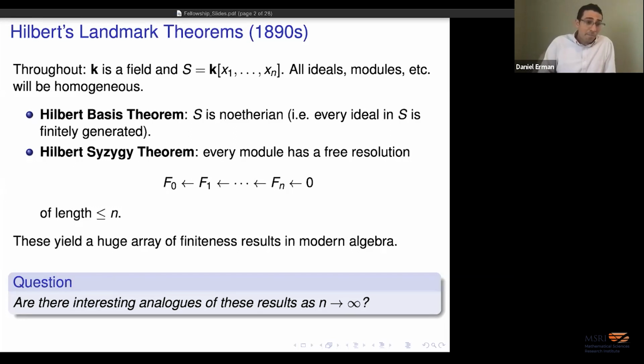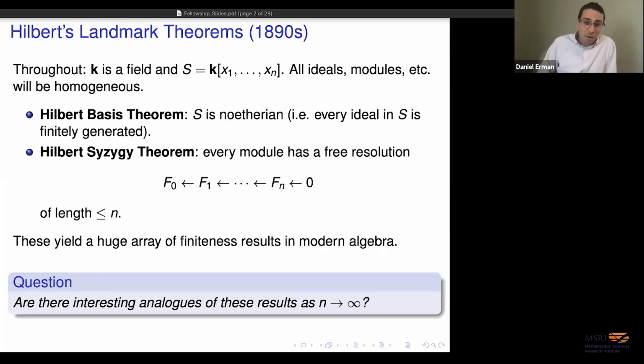But the launching off point for me today, or for this talk, is going to be a kind of silly comment, which is both of those theorems seem to fail as n goes to infinity. I mean, they're not uniform in n. Like the Syzygy theorem in particular, the bound depends on the number of variables. If n goes to infinity, then there's no bound.